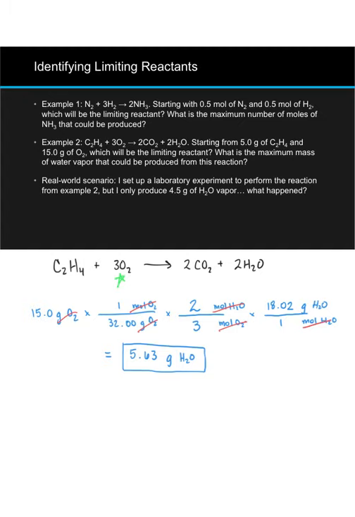In our previous video, we came up with the solution to the second example problem and calculated a yield of 5.63 grams of H2O. So, suppose that we went into the laboratory and carried out this reaction from example number 2. We react 5 grams worth of ethylene and 15 grams worth of oxygen. But in our reaction, we only produced 4.5 grams worth of water vapor, rather than the 5.63 that we predicted.